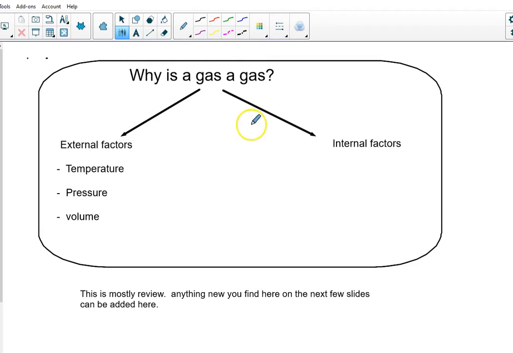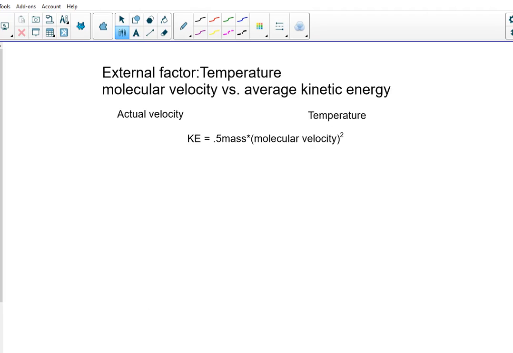We just got done talking about internal factors, involving ideal and non-ideal gases, but let's look at more external factors. All of this stuff, temperature, pressure, and we have not talked about volume, but that's pretty self-explanatory. So most of the details here are just going to be reviewed. Over the next couple of slides, if you find something that you want to reiterate or add in here, please feel free to do that.